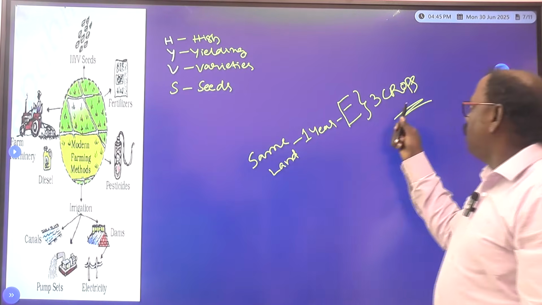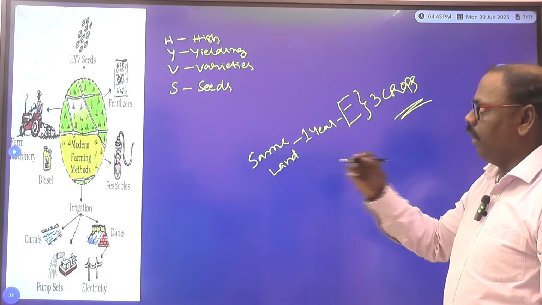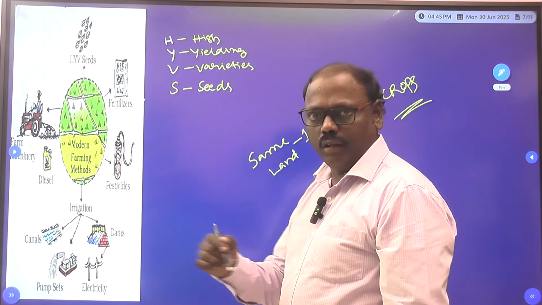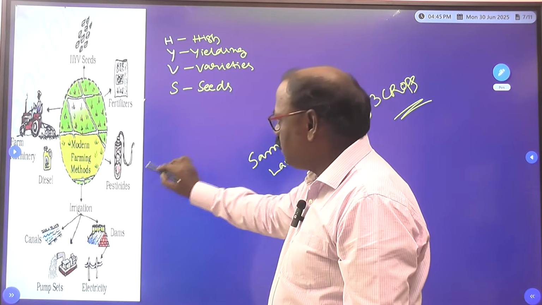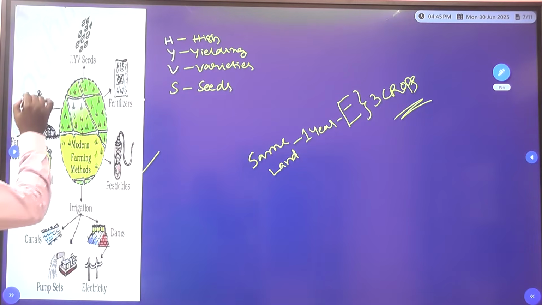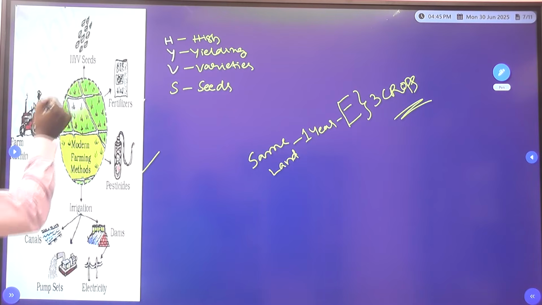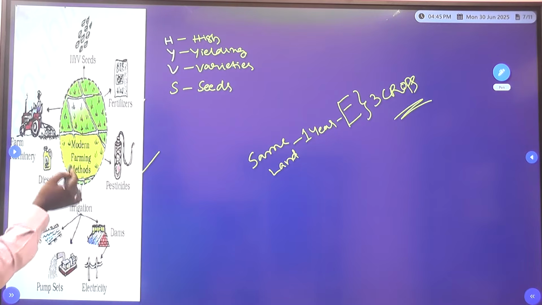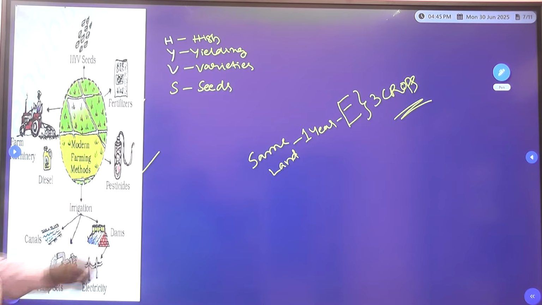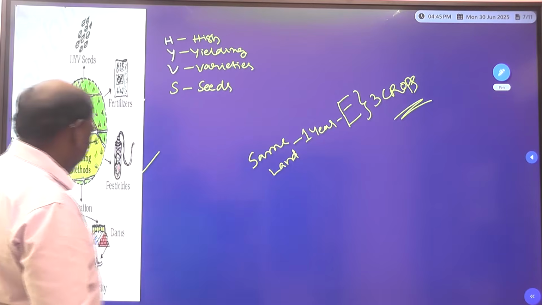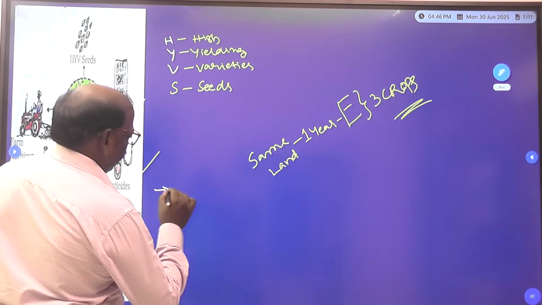If we want to have 3 crops for 1 year in the same land, we have to use fertilizers. You guys are following me, right? Pesticides they are using, and diesel they are using. Farm machinery like tractors they are using, seeds they are using. These are all the modern farming methods we already discussed. Modern farming. So if you want the same land to be yielding for 3 crops, obviously there should be water support.